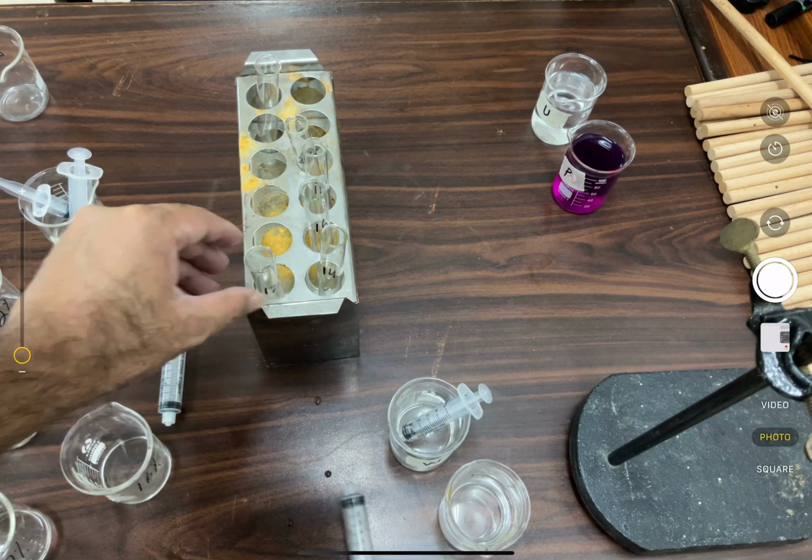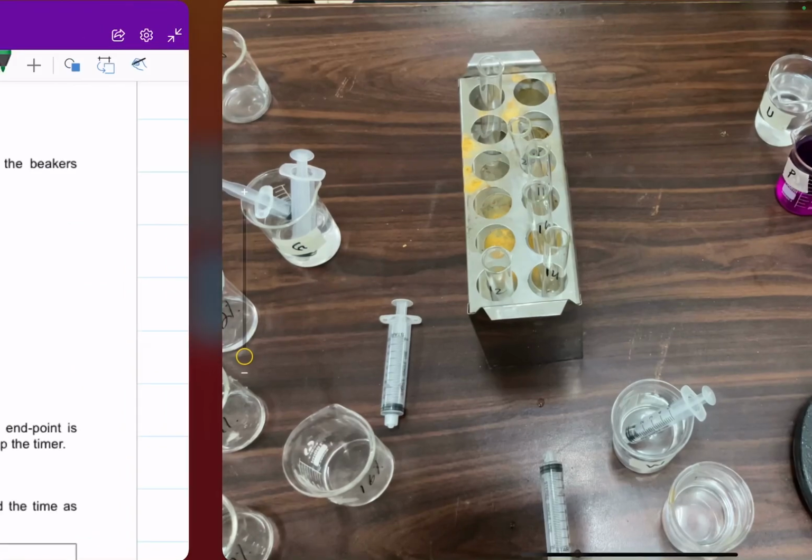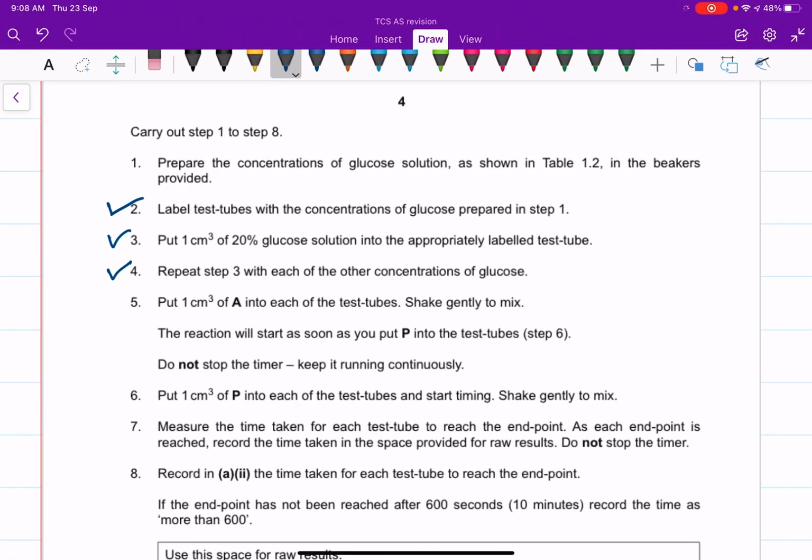The next step is: put 1 cm cube of A into each of the test tubes and shake well. So this is the next step. Take 1 cm cube of A from this beaker.